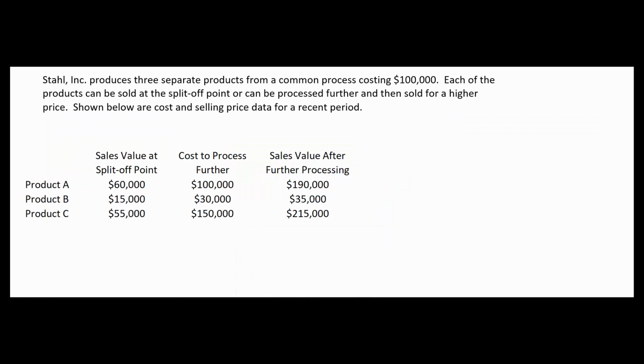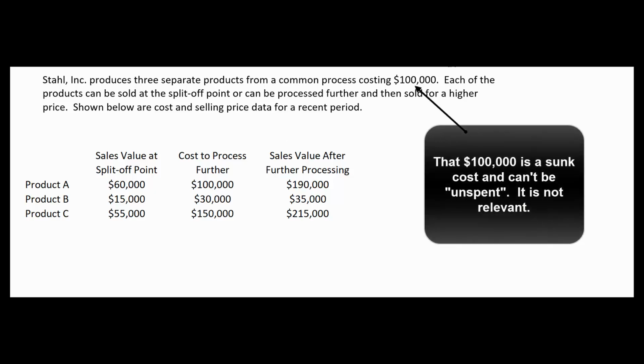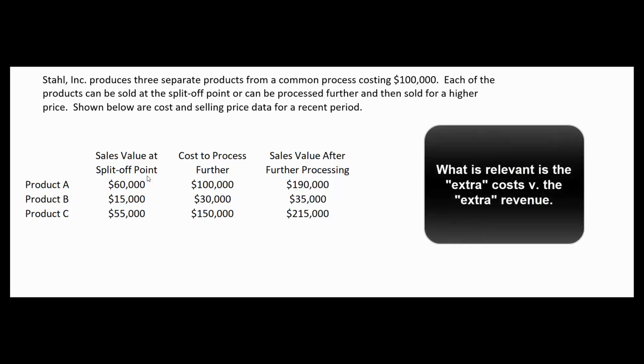So here's the same type of problem, sell or process further, but the formatting makes it seem more complicated than it is. This company produces 3 separate products from a common process. That seems important, but it's not. It tells us that they spent $100,000 to get to this split-off point, where they try to decide whether to process these products further or sell them now. We don't care about that $100,000. We just want to know how much we have to spend to convert this product into something else, and do we get paid back for that or not?